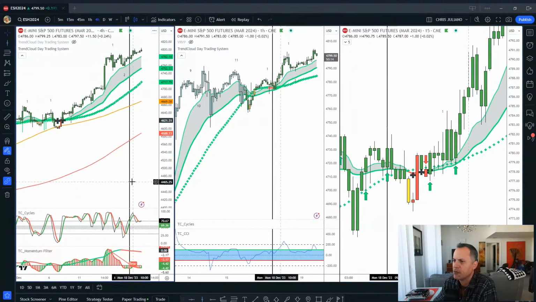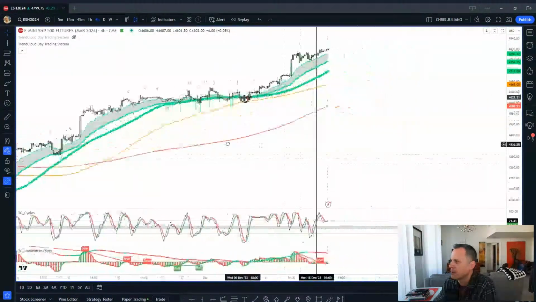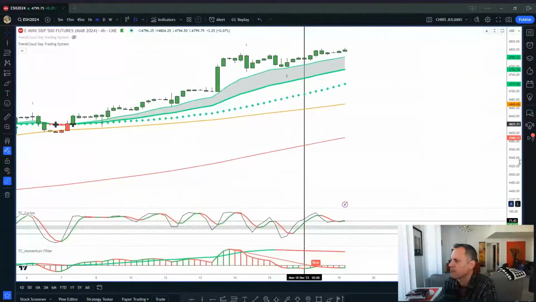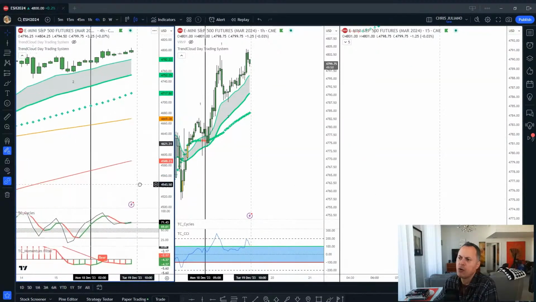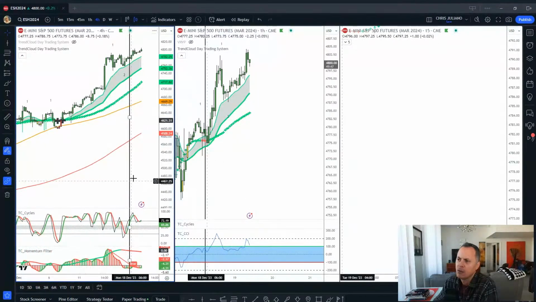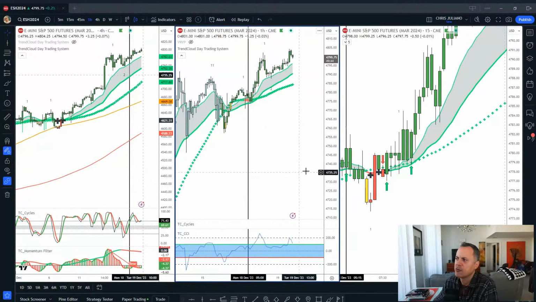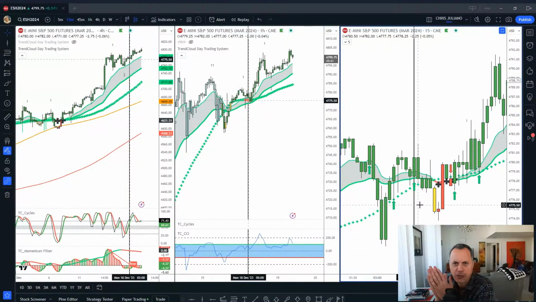Let me show you on the high time frame here. Let me show you that momentum filter. Let's blow it up really big. See that right there? That momentum filter is red. So, not the best situation. We always want to take trades under the most perfect conditions that we can find. And that's what we look for on the charts. We look for perfect situations.